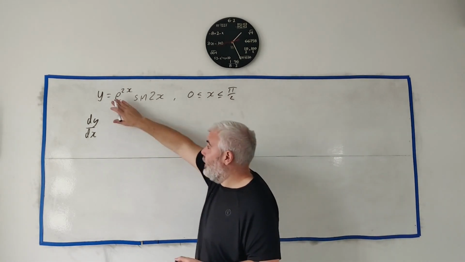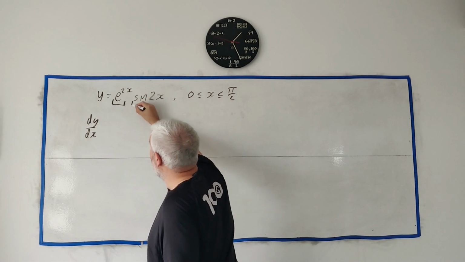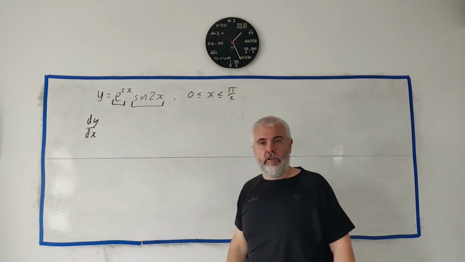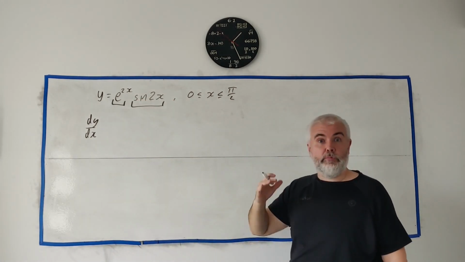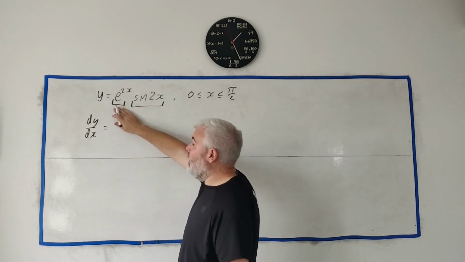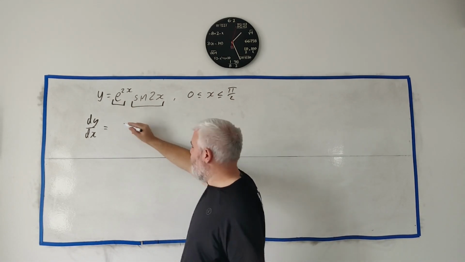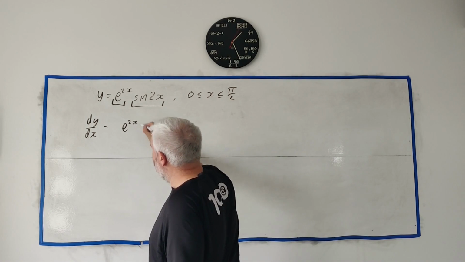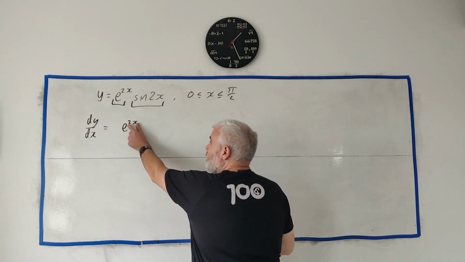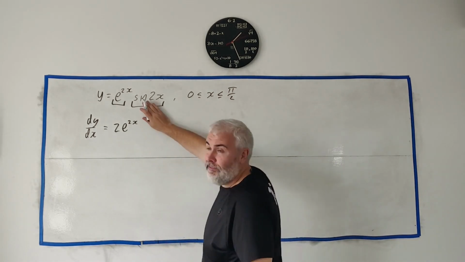So how do we differentiate this? That's really what we're being asked. And we need to notice this is made up of two terms multiplying each other, so most likely we're going to use the product rule. Let's try that. The product rule tells us to differentiate the first term, and that's e to the power 2x. The derivative of that is e to the power 2x multiplied by the derivative of this power, so that's multiplied by 2. And then we leave the second term alone.